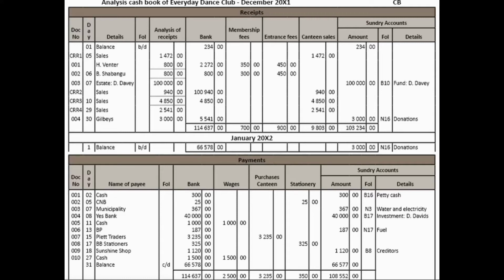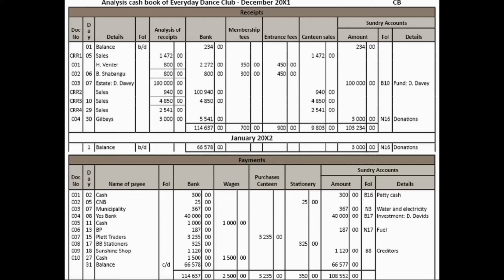We have sales on the 29th, 2541 in the analysis column and also in the canteen sales column, and that amount was only deposited on the next day, on the 30th, because if you look at the deposit slips, you will see there was a deposit on the 30th of 5541. That is the 2541, plus there was also a donation received from Gilbey's for 3,000 Rand on the 30th. So we write Gilbey's, and then in the sundry accounts column, we write 3,000. In the details column, donations, and then in the bank column, we write 5541. That is the total of the 3,000 plus the 2541.